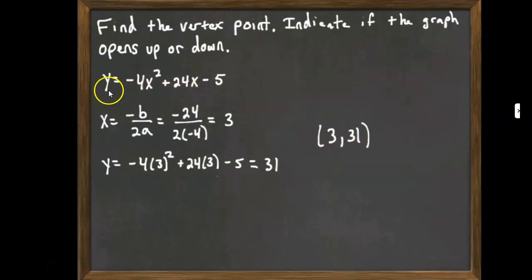And then the final question is, which way does this graph open? Well, because of the negative in front of the squared term, remember it will open down. If it's a positive coefficient for the squared term, then it would open up. So in our case, we know that it opens down.